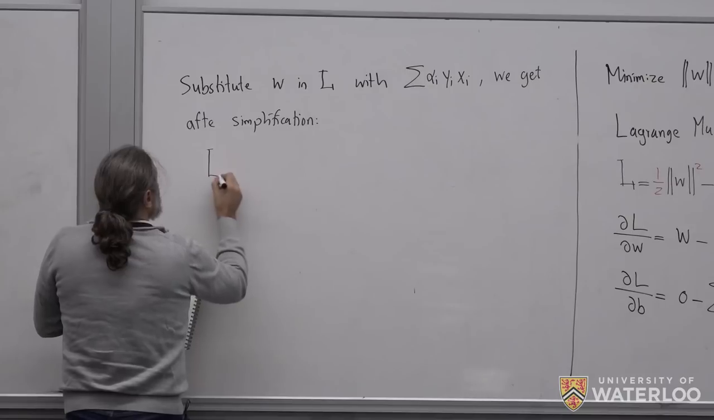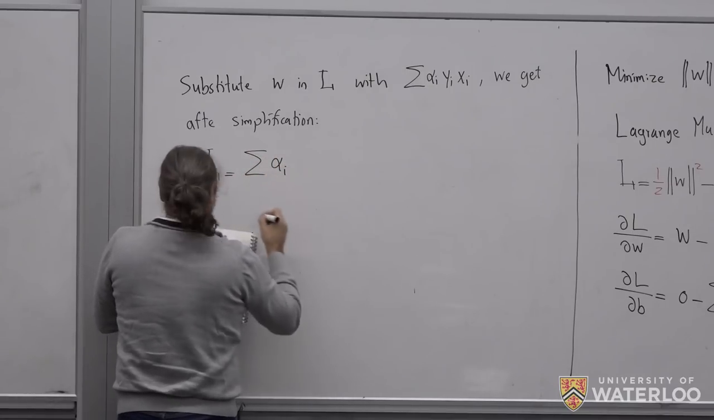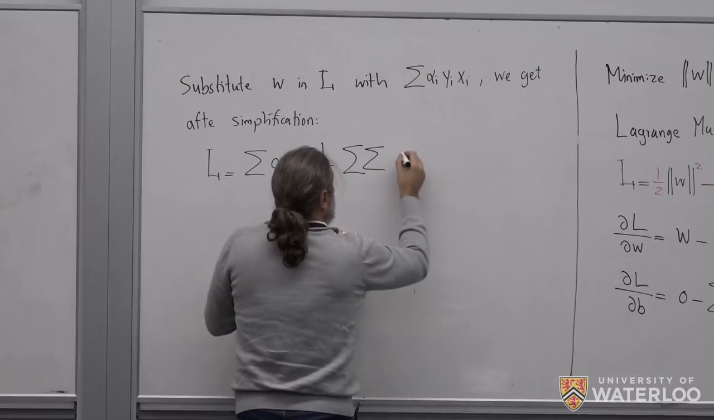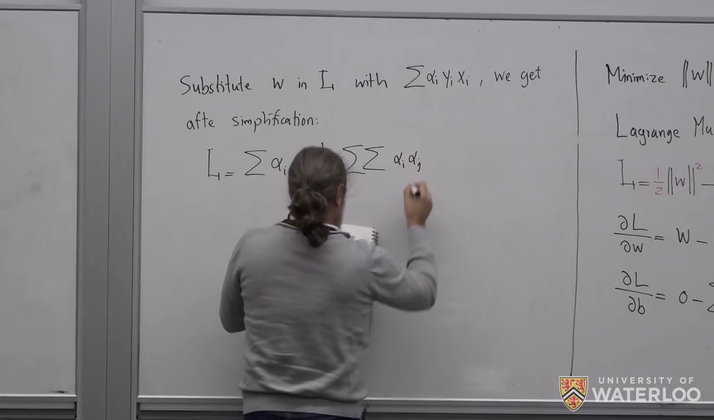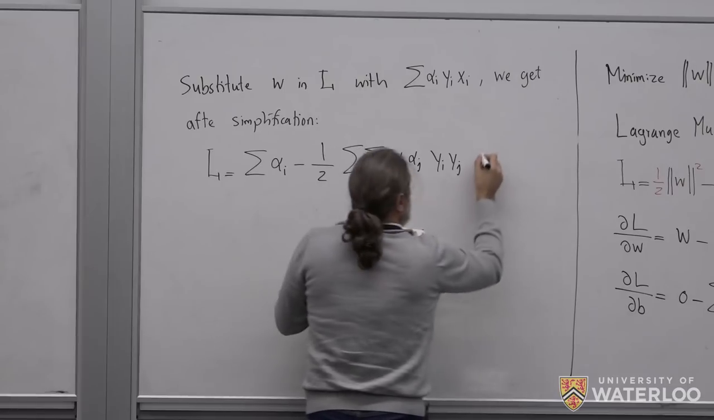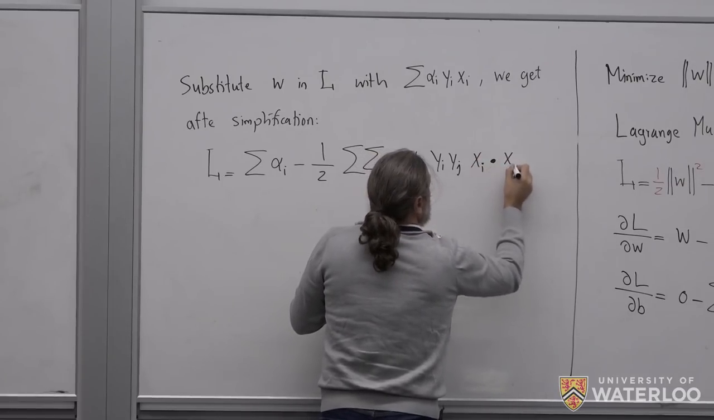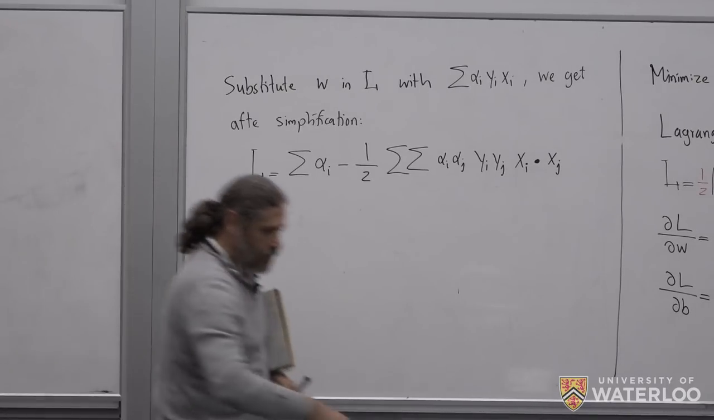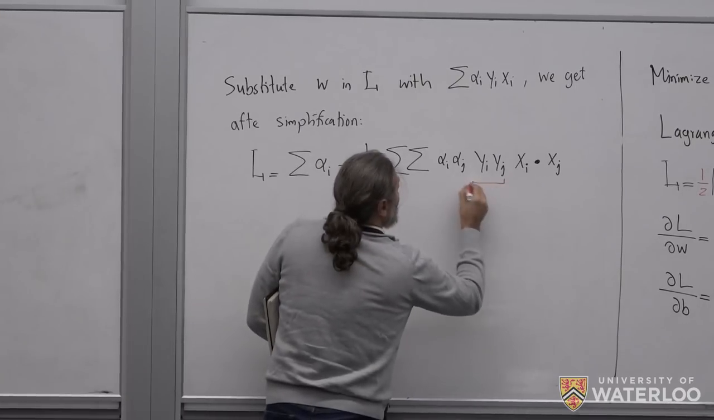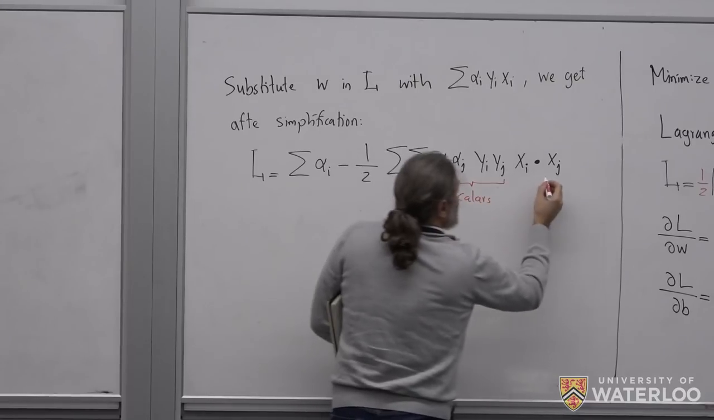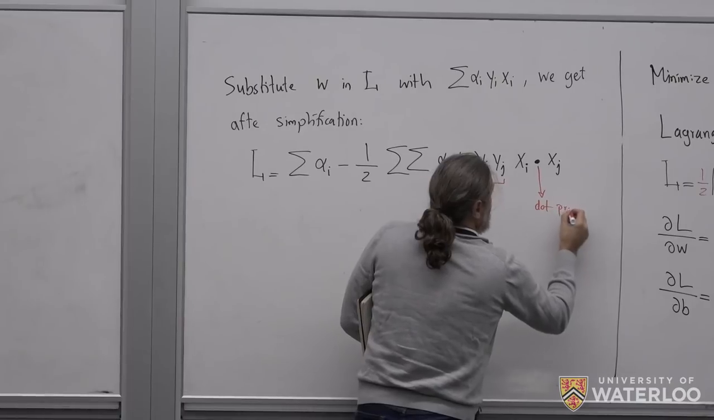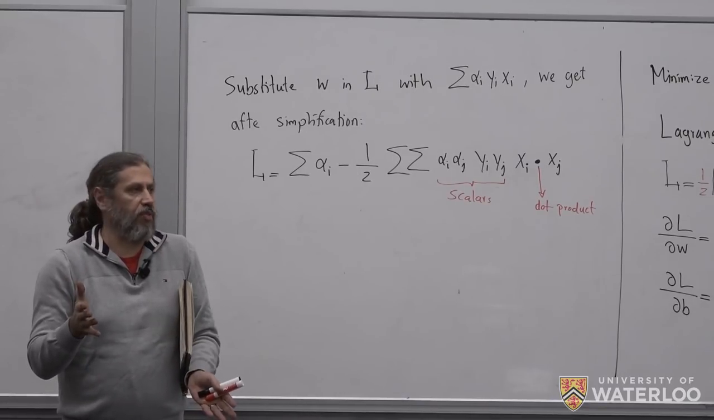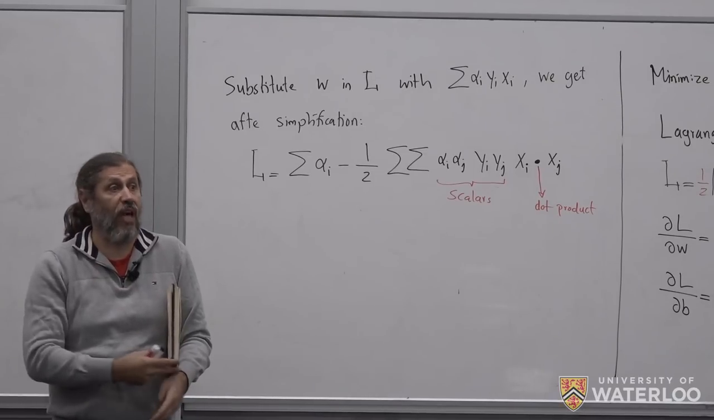So you will get the Lagrangian to become the sum of alpha sub i minus half of the sum of, now I'm writing them in form of individuals, alpha sub i, alpha sub j, y sub i, y sub j, x sub i dot x sub j. Now I'm writing it this way because these are, of course, scalars, and this is, of course, the dot product. And dot product plays the pivotal role in SVM. Everything is about dot product. We started with dot product, we end with dot product.